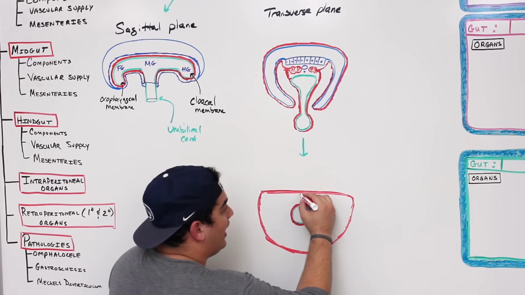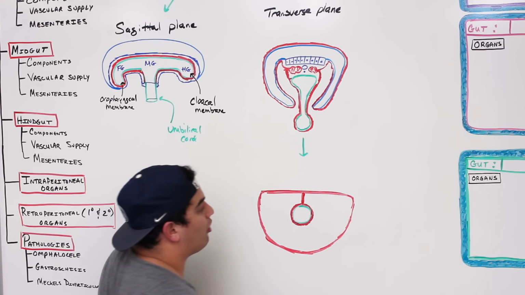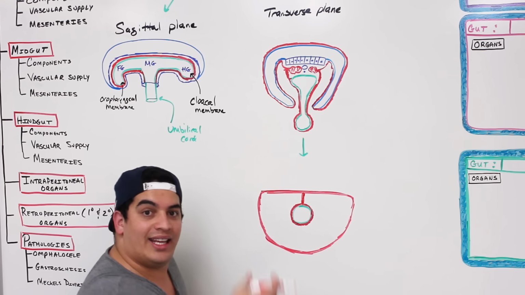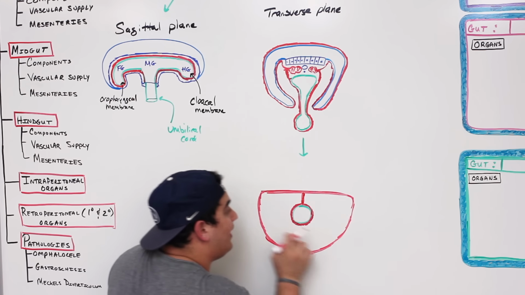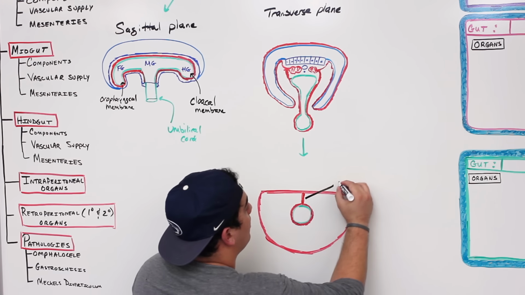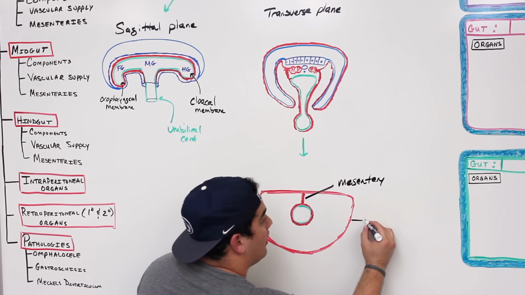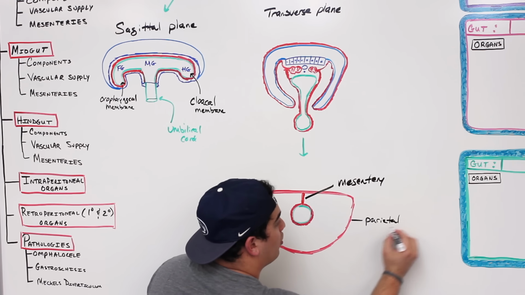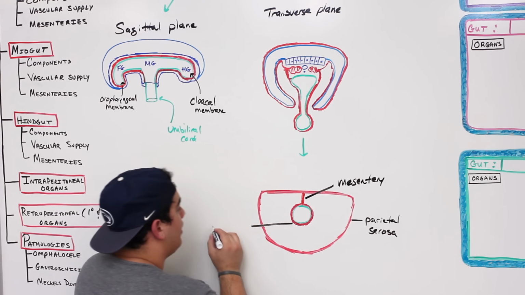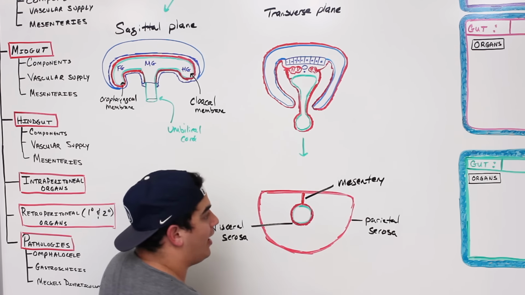What happens though is we have to develop a connection between the parietal serosa, or the parietal peritoneum, and the visceral serosa, or the visceral peritoneum. What do you think that connection is right there that keeps that organ suspended within this peritoneal cavity? What do you think that's called? It's called a mesentery. Okay, so this right here is called a mesentery. And these are extremely important. What is this here called again? This is called the parietal serosa, or parietal peritoneum. And this one right here is going to be called the visceral serosa, or visceral peritoneum. Okay?